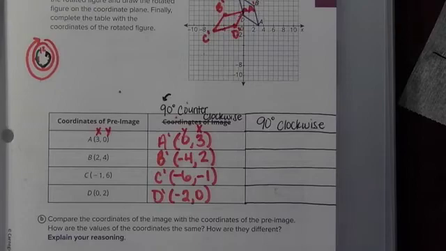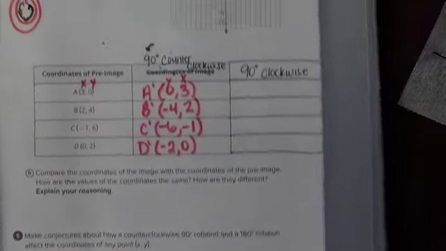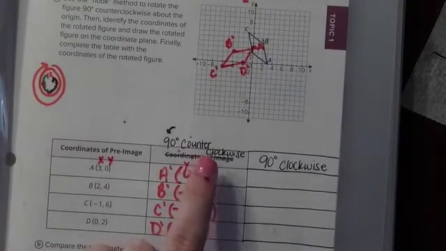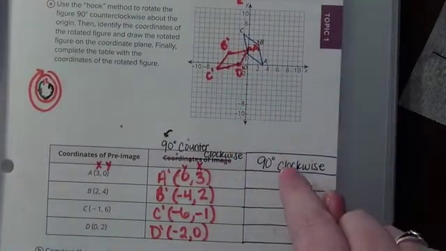This is picking up where we stopped in the last video. So this is again on page 61, rotating in the coordinate plane. We just did 90 degrees counterclockwise and made this figure. Now we're going to do 90 degrees clockwise.